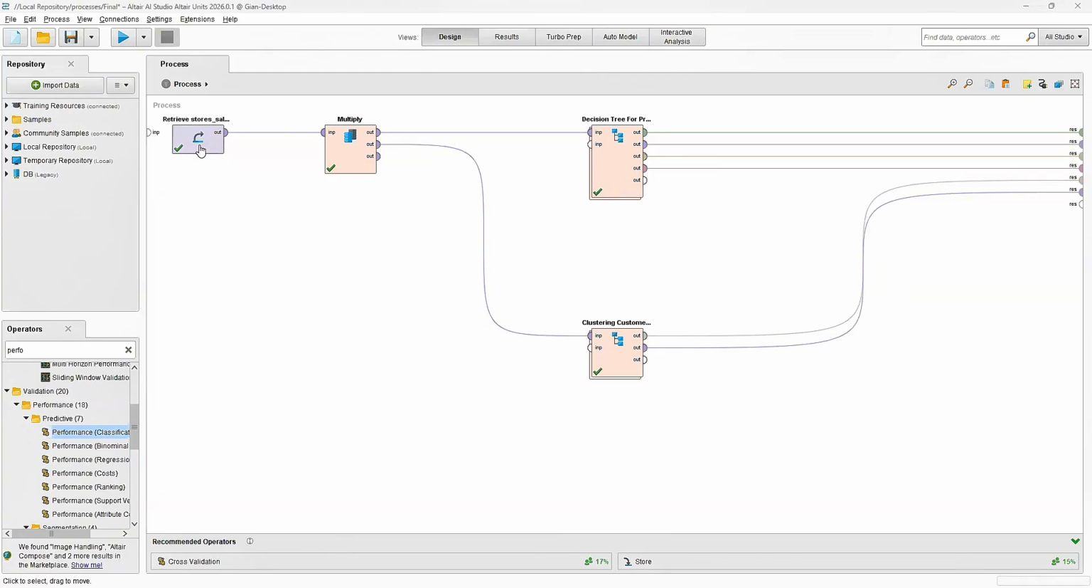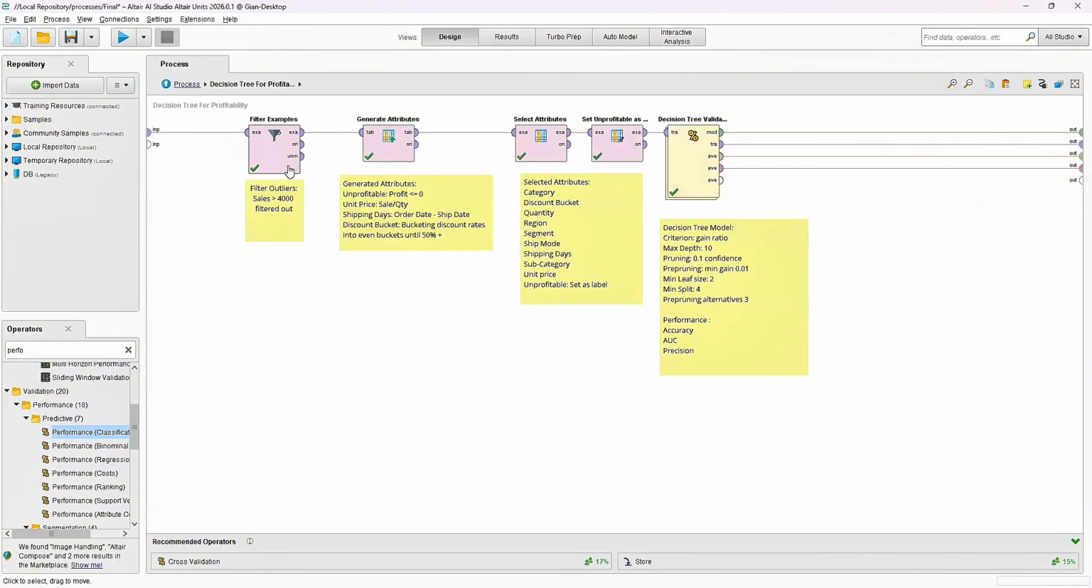So we started off by importing our data and then multiplying it to have the data split out so we can separate and do the two models independently. I'll start off with the decision tree. So with the decision tree, we started off by filtering as part of the data cleansing, as there were some outliers in the sales for sales above $4,000.